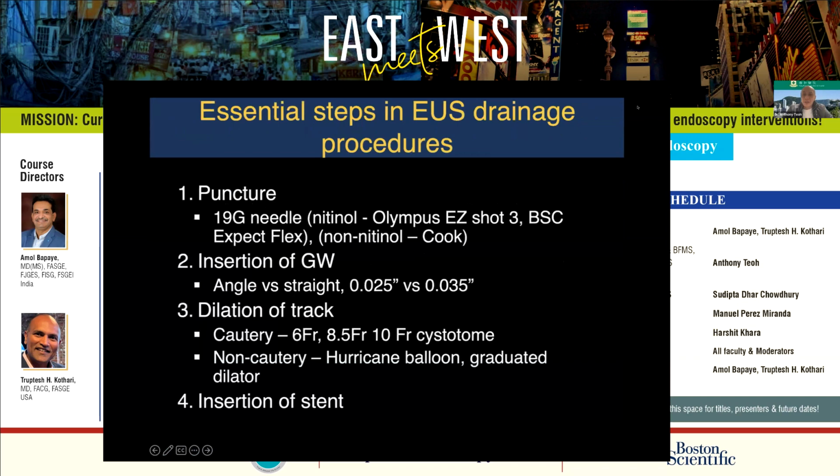When we look at EUS drainage procedures in a nutshell, it's basically divided into 4 steps: puncturing of the target organ, insertion of guide wire, dilatation of the tract, followed by insertion of the stent. With all these different parts of the procedure, we use different devices: needles, guide wire, cautery, non-cautery dilatation, followed by stent insertion. And the new EUS device allows us to combine all these steps into a single step, making it much easier to perform.